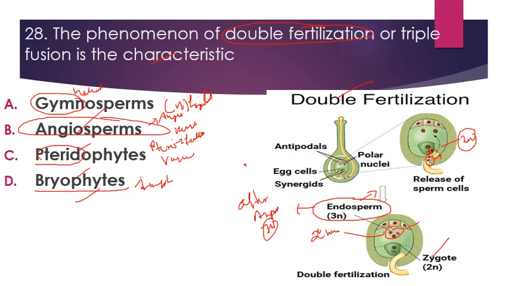The next is triple fusion. This is the fusion of three nuclei, that is two polar nuclei and one male gamete. There are three nuclei, so the fusion of these three nuclei is known as triple fusion. The result of this fusion is the endosperm, which is nutritive in function.